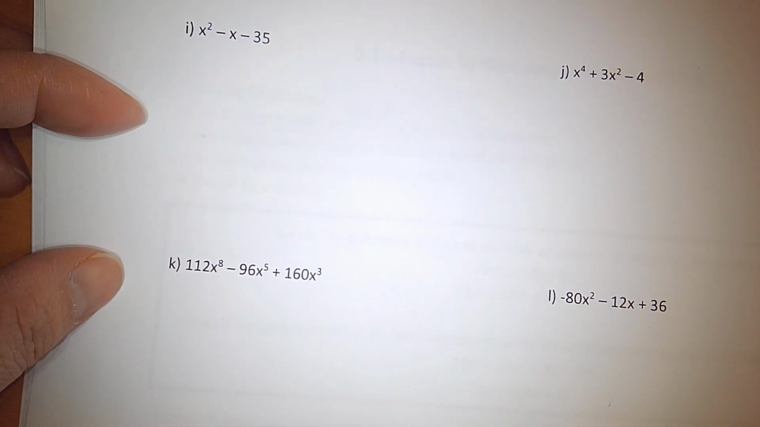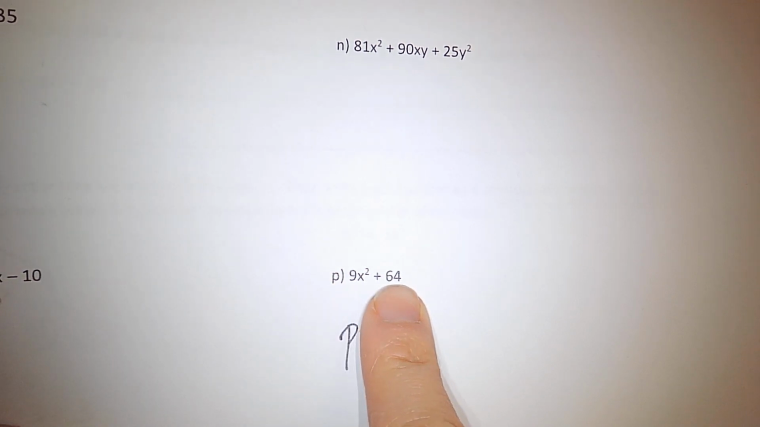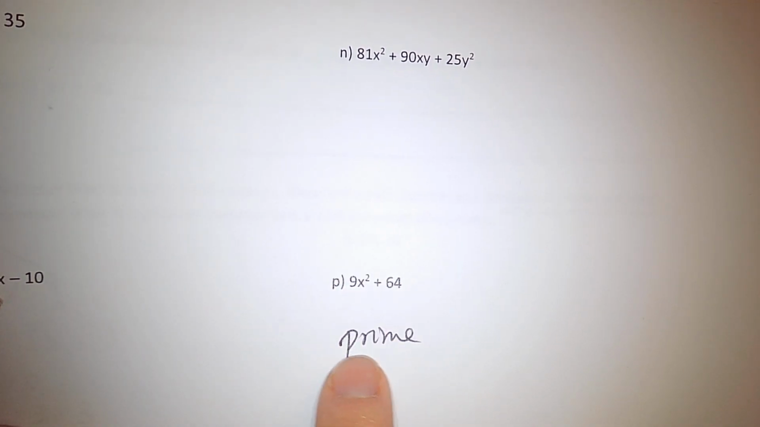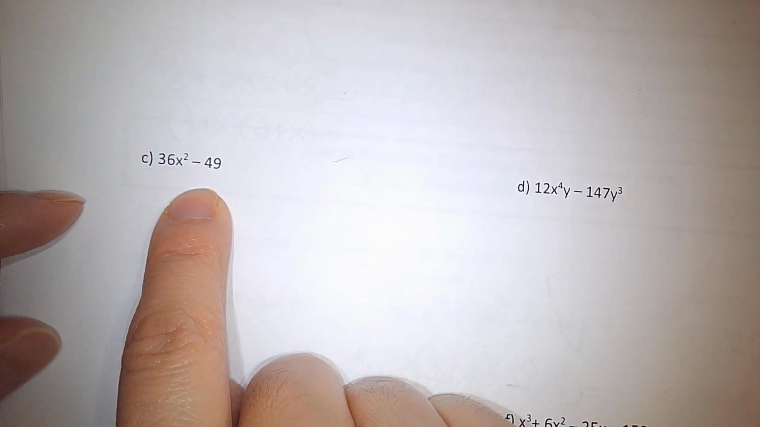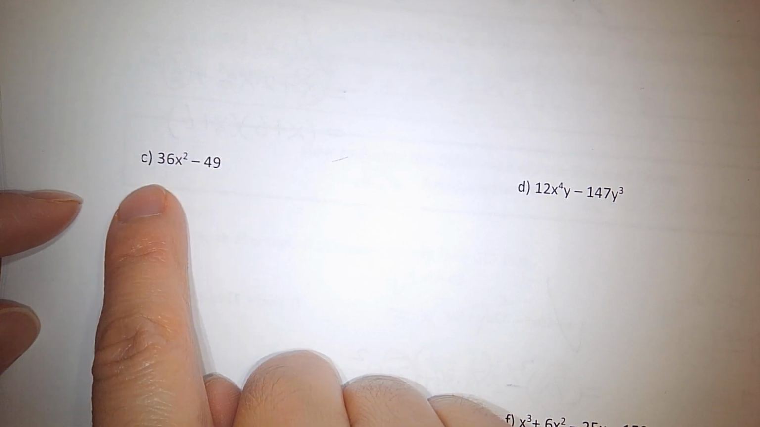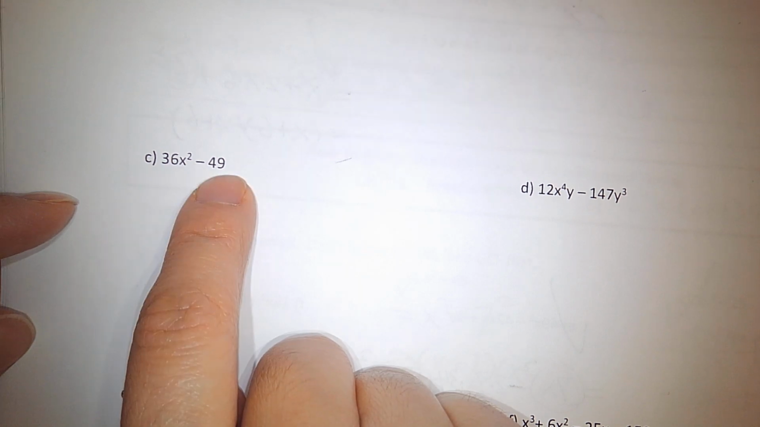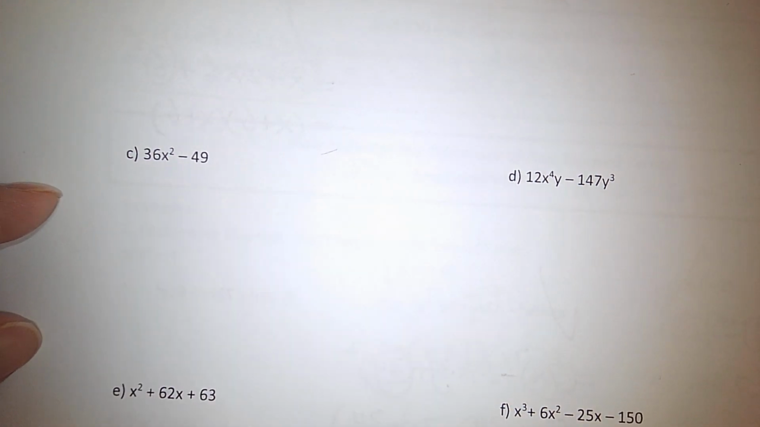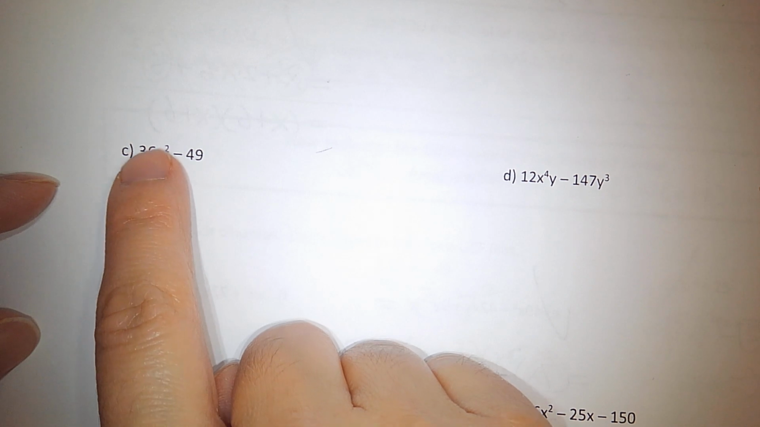So for the binomial questions, if there's no GCF and it's not a difference, then it's prime. How about for binomials that are a difference? Check the GCF first. If there's no GCF, see whether these 2 terms are perfect squares. So let's look at question C. Are we able to factor this binomial? 36x squared minus 49.